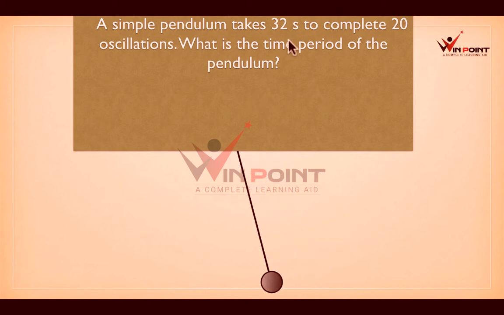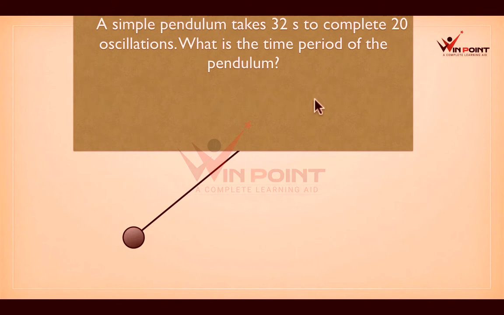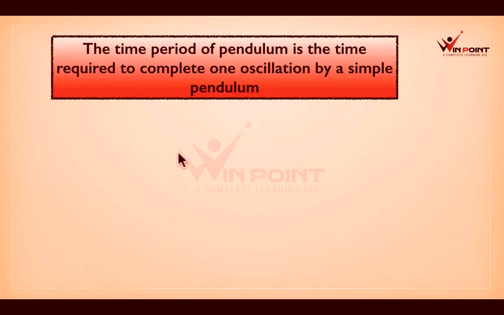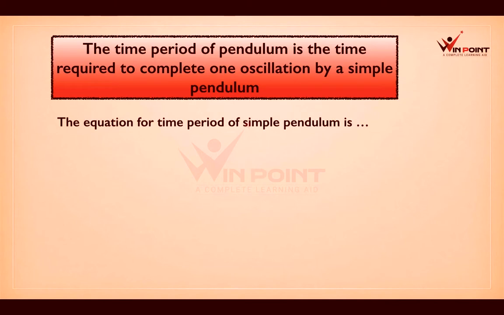Total time is given, 32 seconds, and the number of oscillations is also given. It is 20 oscillations. How can we find it? There is an equation for that. The time period of a pendulum is the time required to complete one oscillation by a simple pendulum, and the equation is total time upon number of oscillations. Total time by number of oscillations.